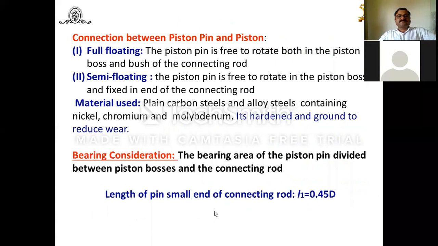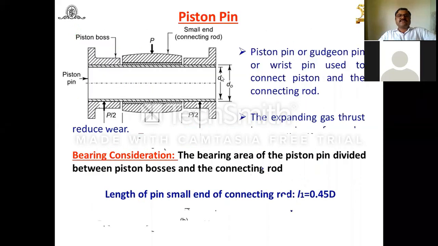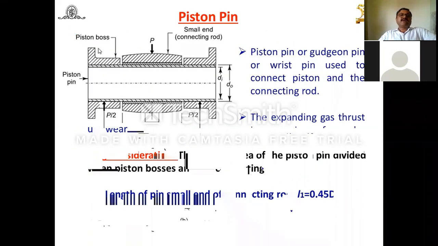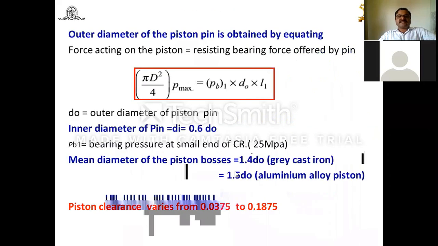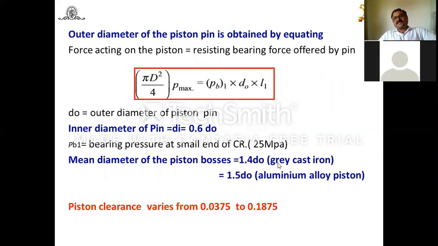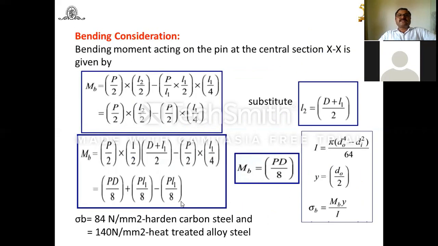Again, this is about the bearing consideration. In bearing consideration, you will get D0, and by using the empirical relation with respect to D0, you will get DI, and similarly you will get the piston boss dimensions, the mean diameter of the piston bosses for different materials. Now, one important point remains that I would like to cover from the piston pin or the gudgeon pin.